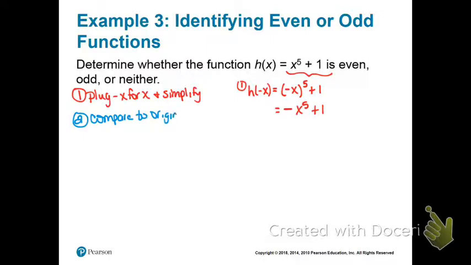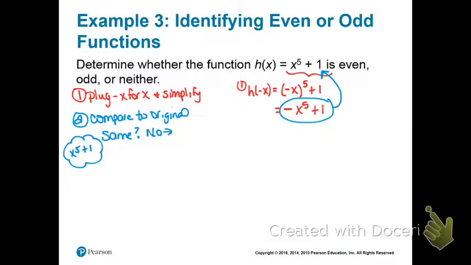And this is where you're going to ask yourself these questions, okay? So we're going to take what we got, and we're going to compare it to what we were given. So the first thing we're going to ask ourselves is, is it the same? To be the same, that means I'd be looking for that x to the 5th plus 1. Well, I don't have that. I have negative x to the 5th plus 1. So no, it's not the same, which tells me it's not even.